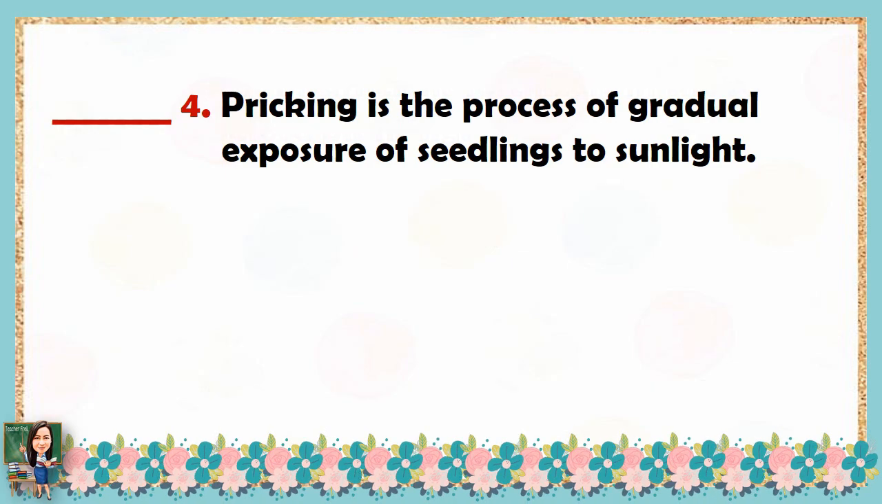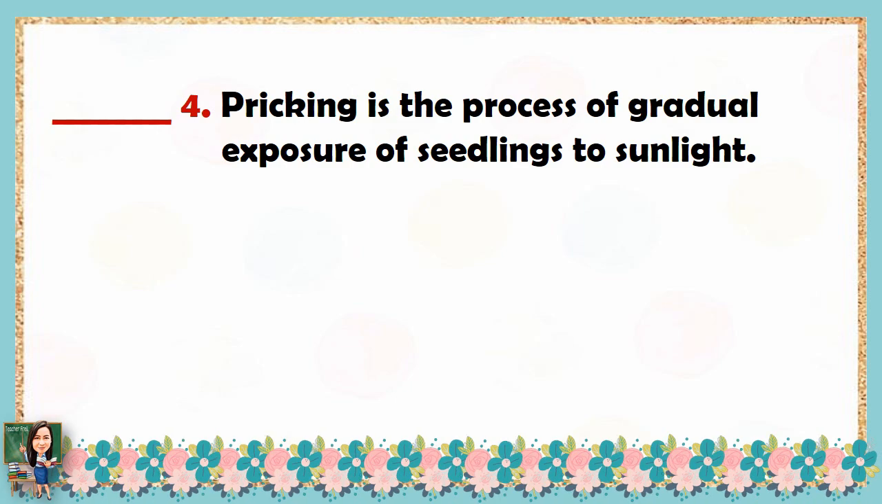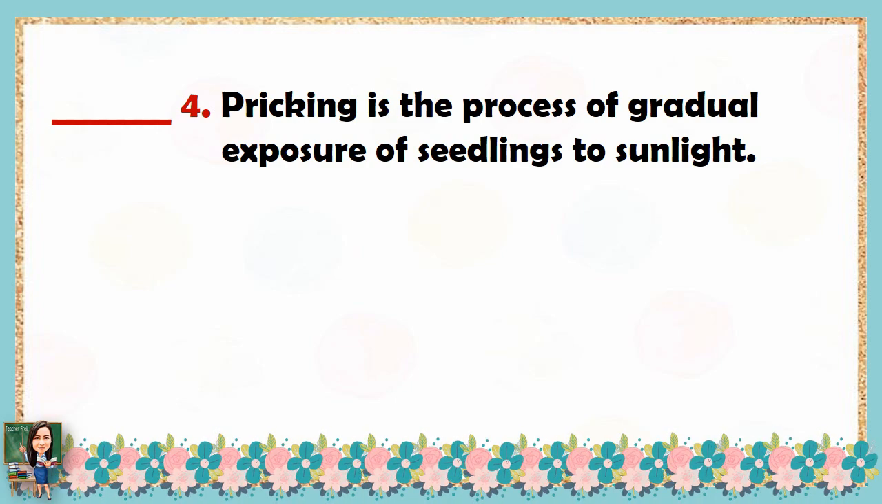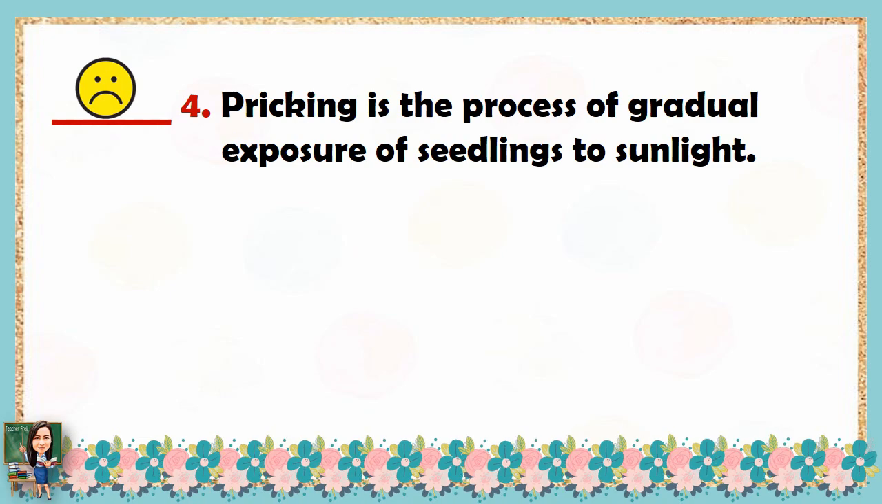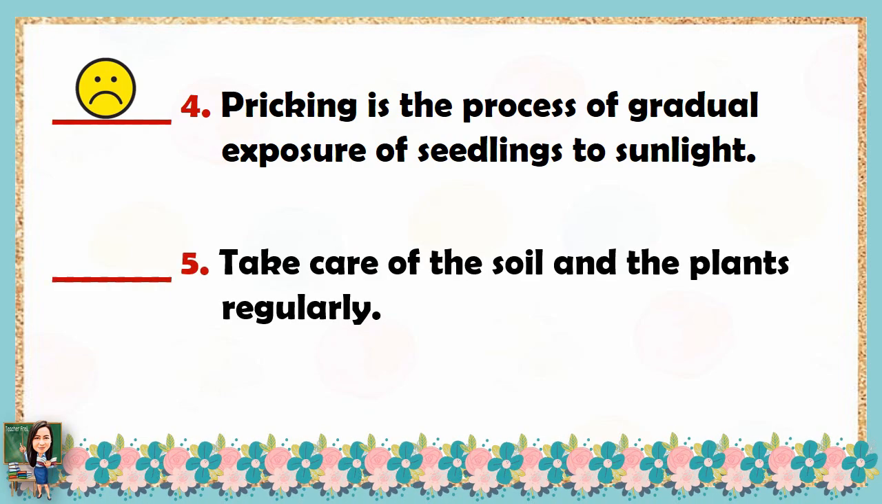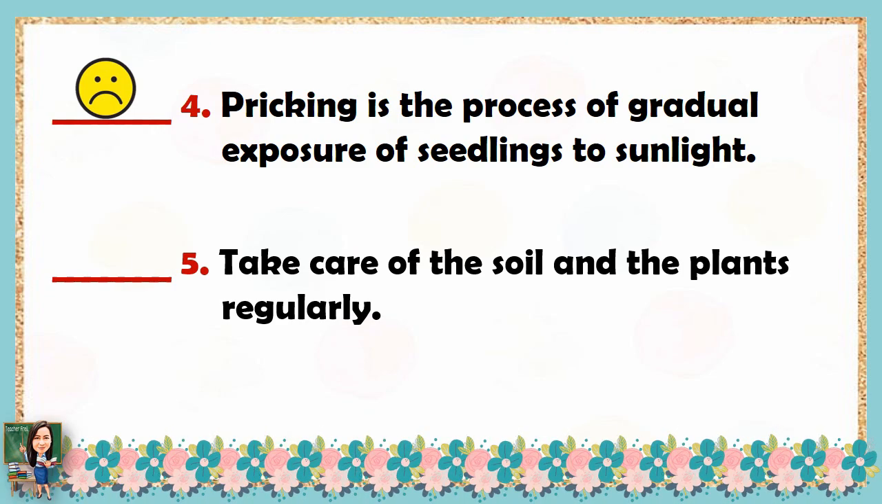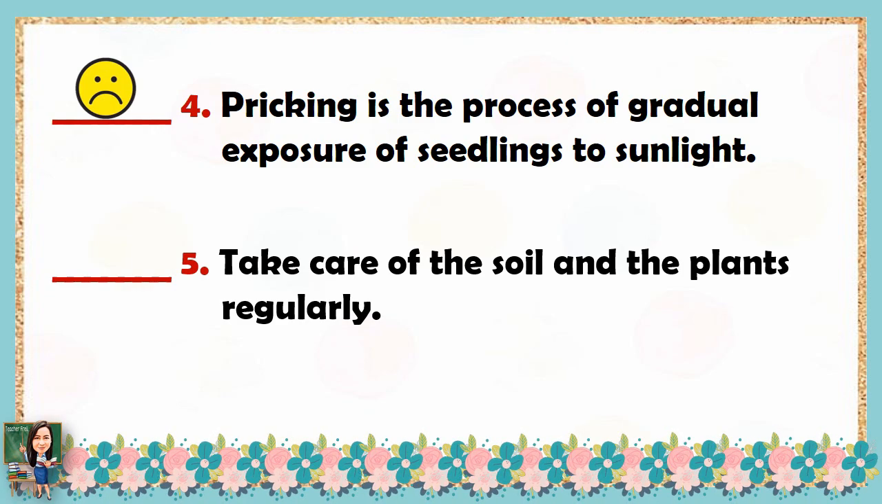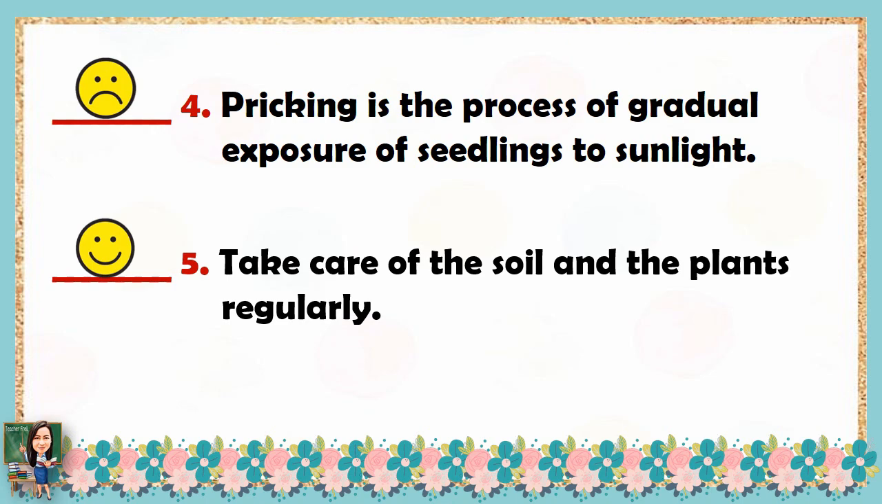Number 4. Pricking is the process of gradual exposure of seedlings to sunlight. Is it a happy face or a sad face? What is the correct answer? Very good. The correct answer is sad face. Because pricking is incorrect. It should be hardening. And number 5, take care of the soil and the plants regularly. Is it a happy face or a sad face? Very good. The correct answer is happy face.